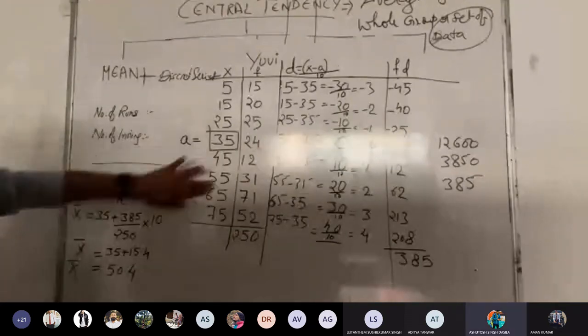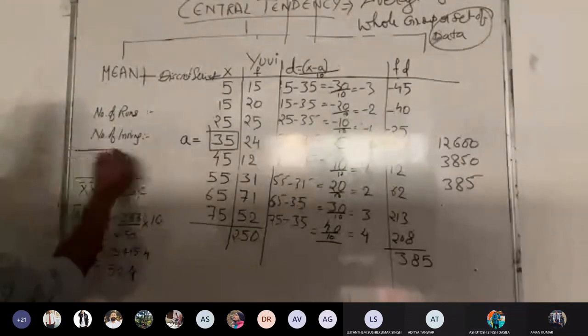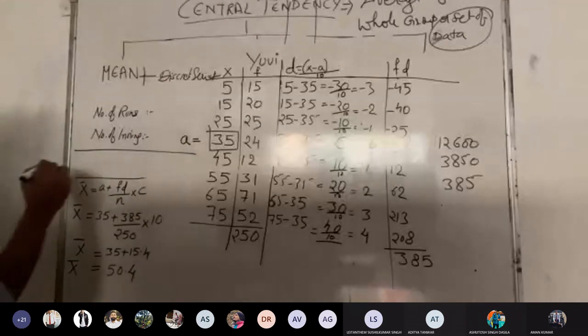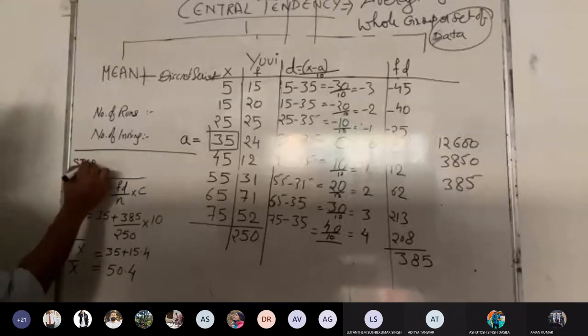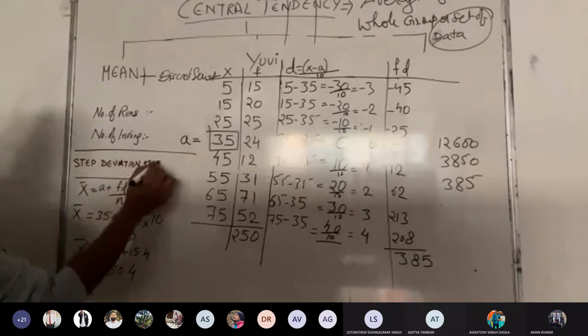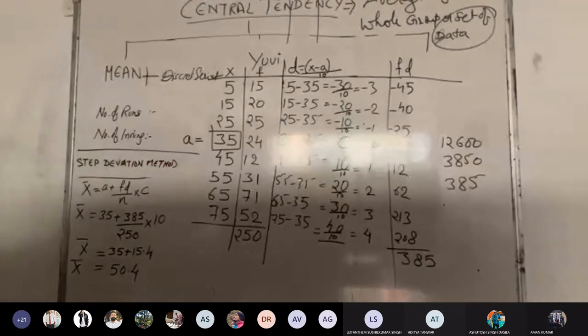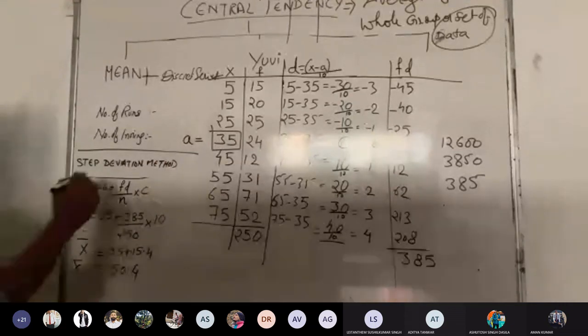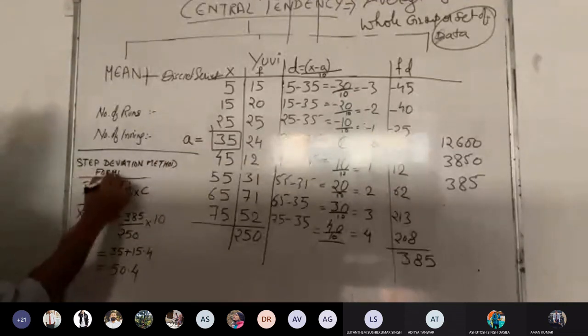This is called the step deviation method, with which students struggle to a very large extent during their school days. Step deviation method formula. So do practice, it's good. You will be able to do it. Tomorrow we're going to discuss this, and we will also work on the continuous series. So with this, I end today's session.